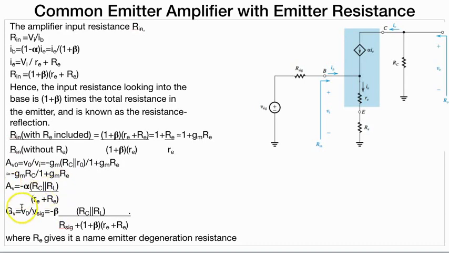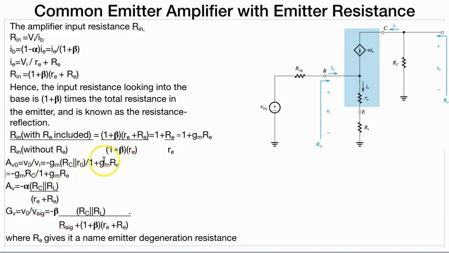Then Av, Gv. Look at these equations carefully, remember them well, because you will be asked. It has happened many times that a common emitter amplifier with emitter resistance has come, or simply a common emitter amplifier has come. Now, one needs to calculate by himself how to get the value. Av0 is minus gm into Rc in parallel with r0, over 1 plus gm into Re. Simply it could be minus gm into Rc divided by 1 plus gm into Re.